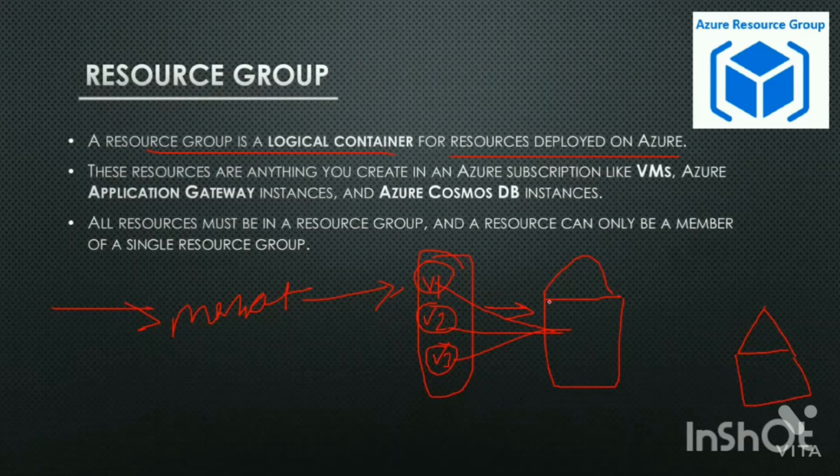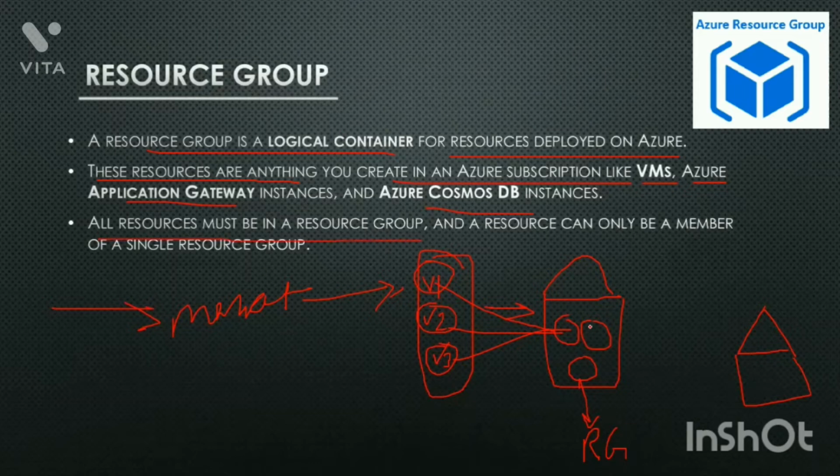We can call this bag RG, which is resource group. So resource group is basically a logical container. It's a container which stores all the resources which are created in your subscriptions. These resources are anything you create in Azure subscriptions, like virtual machines, Azure application gateway instances, or Azure Cosmos DB as a service. So these are the logical containers which contain all the resources which you created in your subscriptions. All resources must be in a resource group.